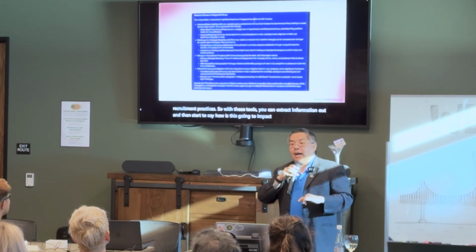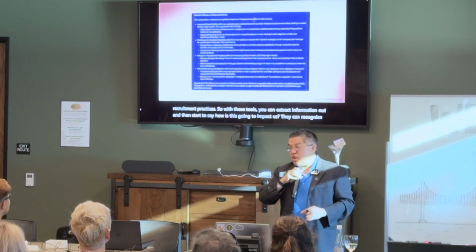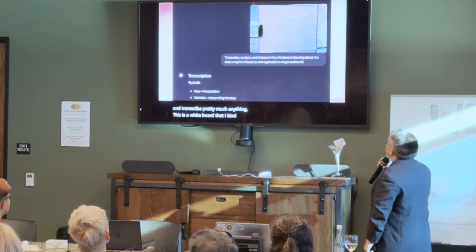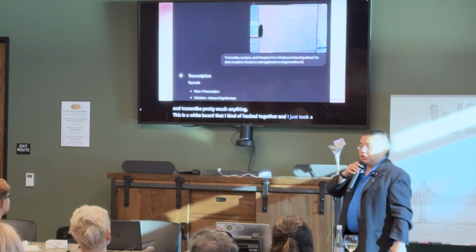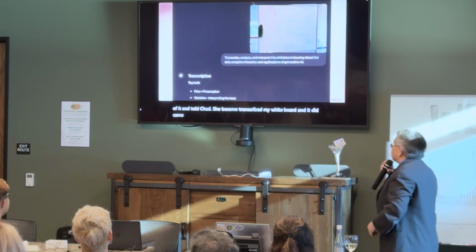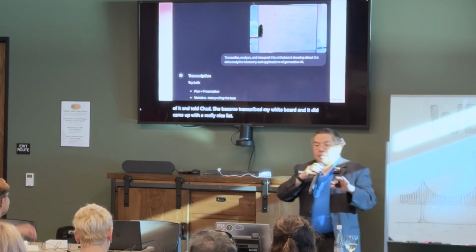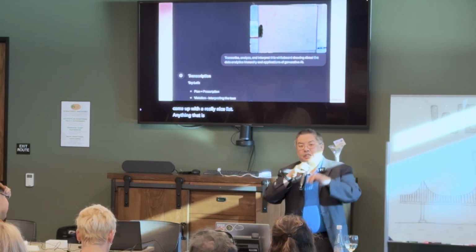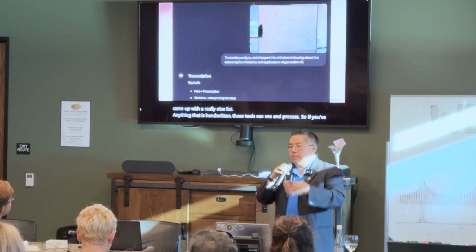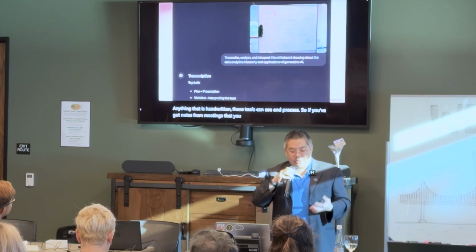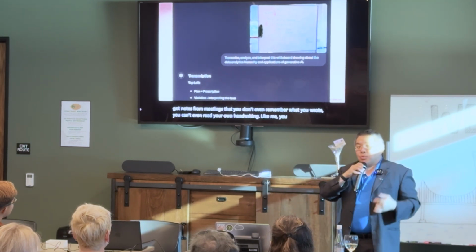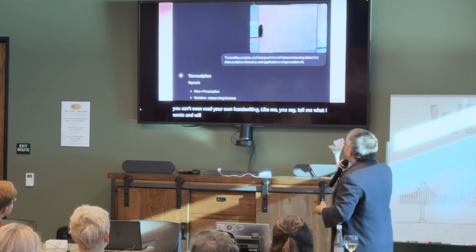They can recognize and transcribe pretty much anything. This was a whiteboard that I kind of hacked together. And I just took a picture of it and told ChatGPT, transcribe my whiteboard. And it did, came up with a really nice list. Anything that is handwritten, these tools can see and process. So if you've got notes from meetings that you don't even remember what you wrote, you can't even read your own handwriting like me, you say, tell me what I wrote, and it'll write these things out.